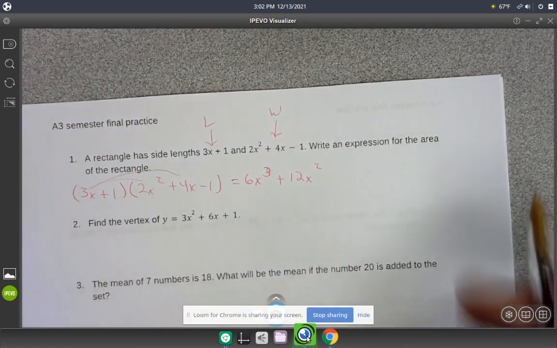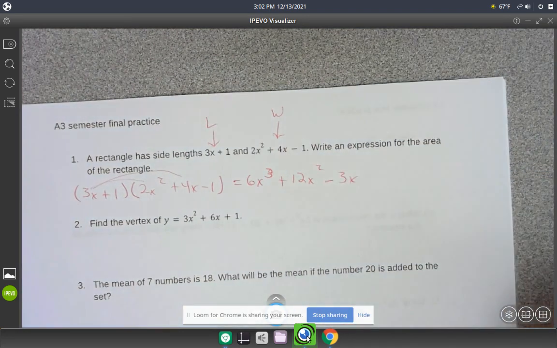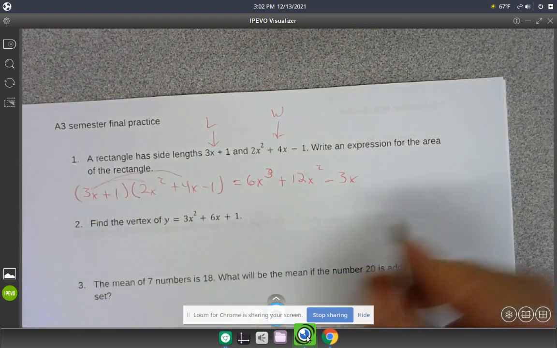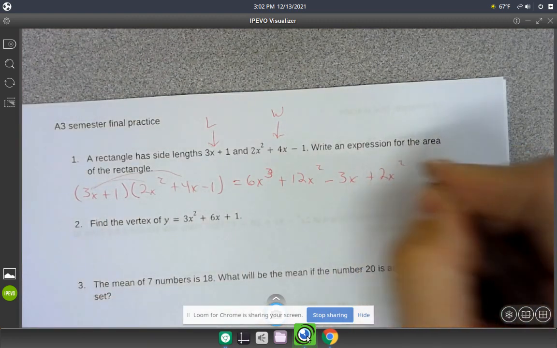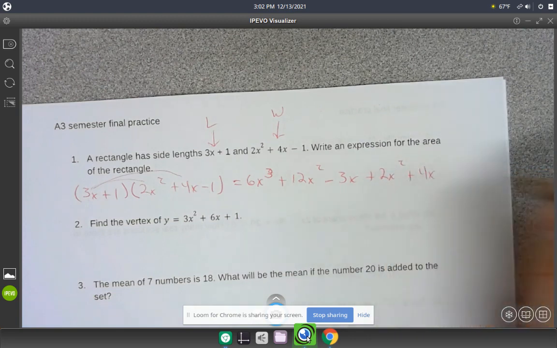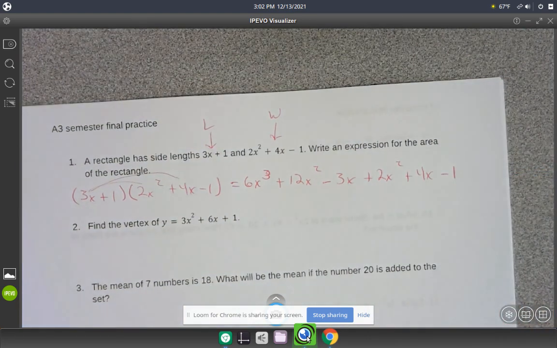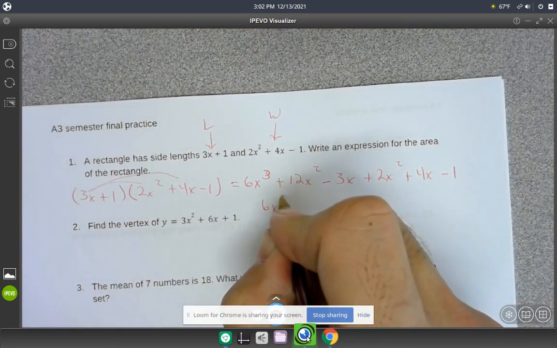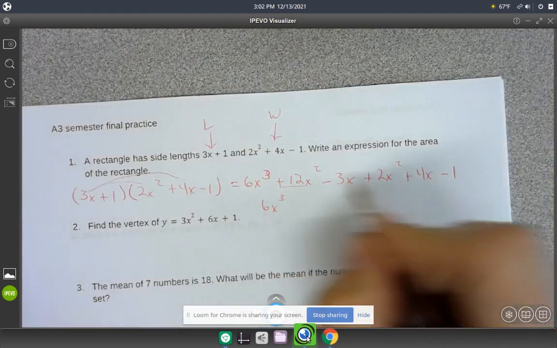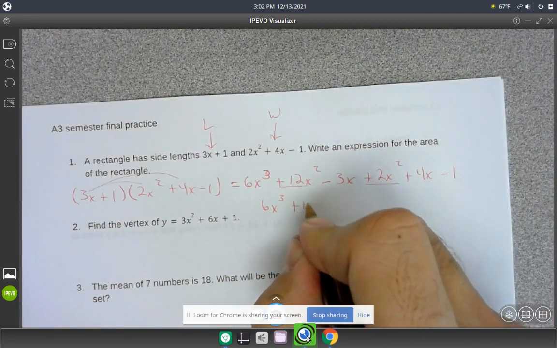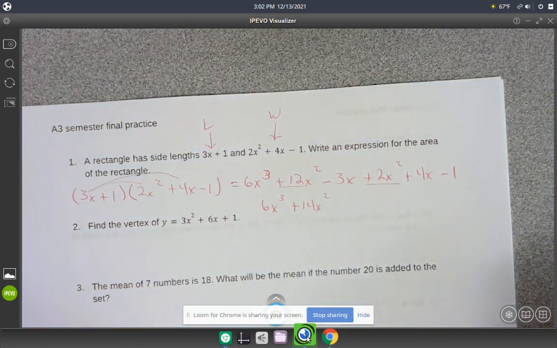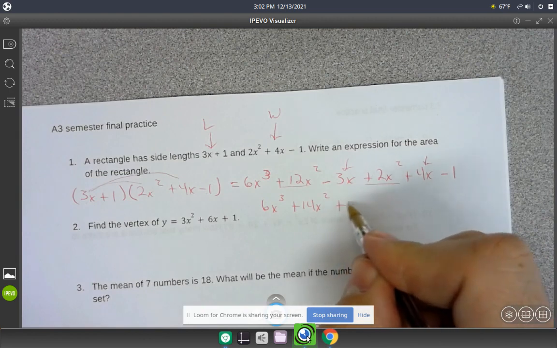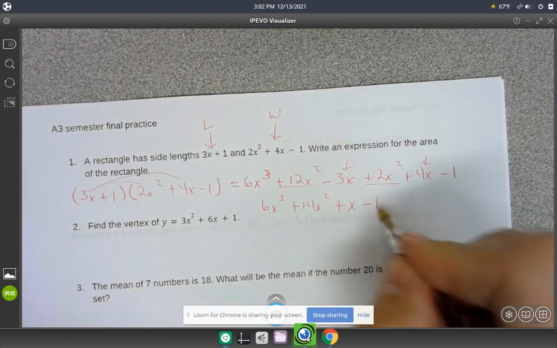And then 3x times the 1, 3x. And then we'll do the same thing, 1 times each of those. 1 times that will be 2x squared, 1 times the 4x, and 1 times negative 1. Okay. And then combine your like terms. So 6x to the third power, these two will give you 14x squared. And then these two will give you a positive x, and then minus 1.